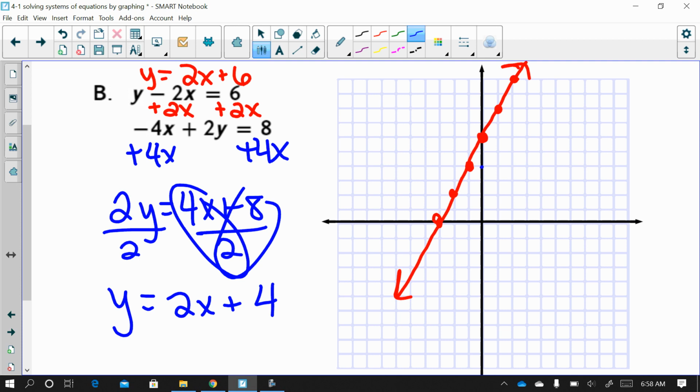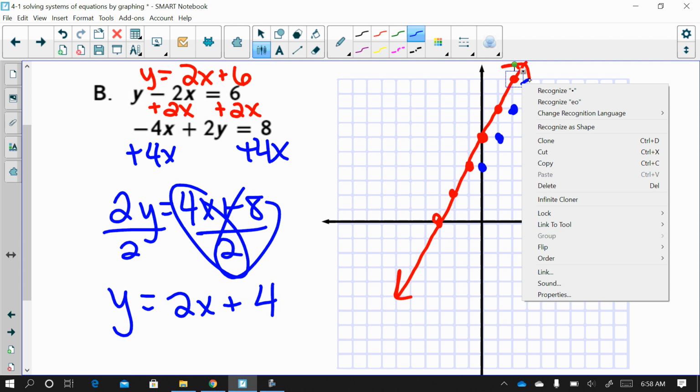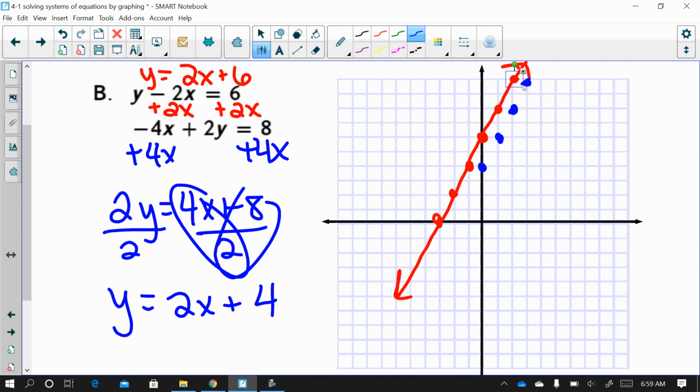1, 2, 3, 4. I go up 2 over 1, up 2 over 1, or down 2 left 1, down 2 left 1. Okay, connect my dots.